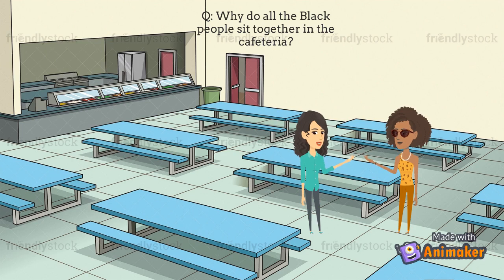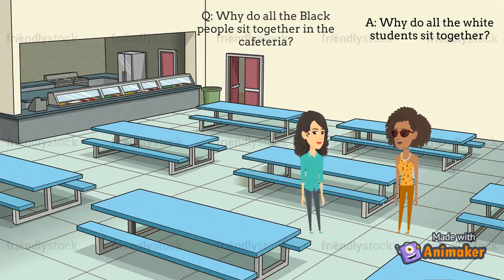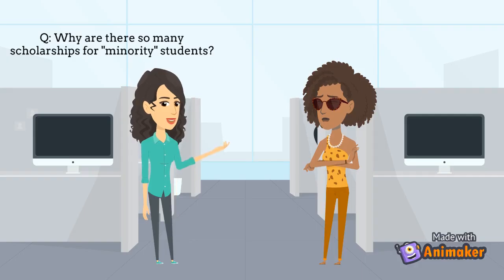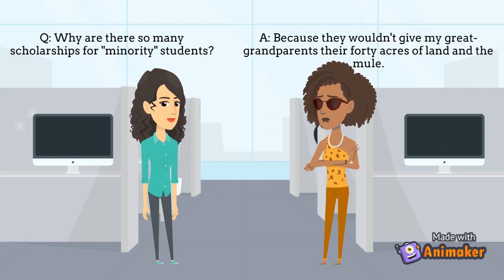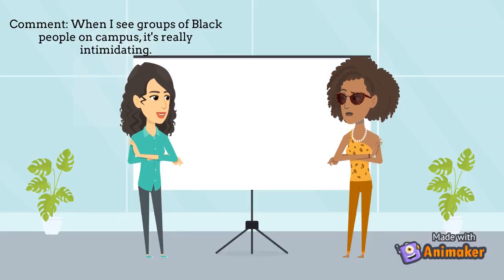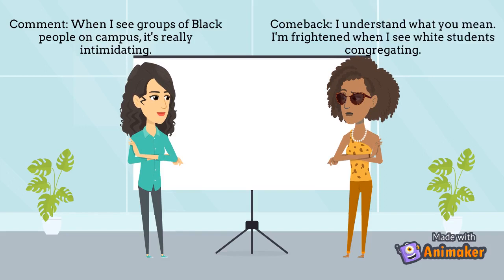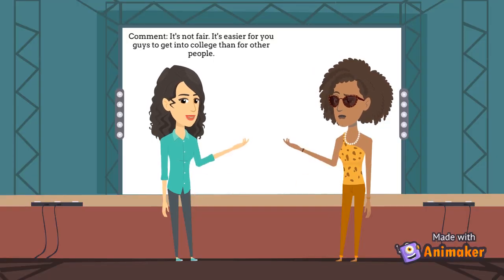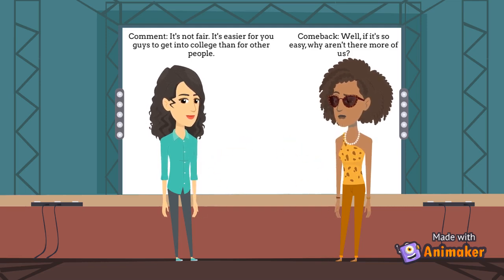Why do all the Black people sit together in the cafeteria? Why do all the white students sit together? Why are there so many scholarships for minority students? Because they wouldn't give my great-grandparents their 40 acres of land and the mule. When I see groups of Black people on campus, it's really intimidating. I understand what you mean. I'm frightened when I see white students congregating. It's not fair. It's easier for you guys to get into college than for other people. Well, if it's so easy, why aren't there more of us?